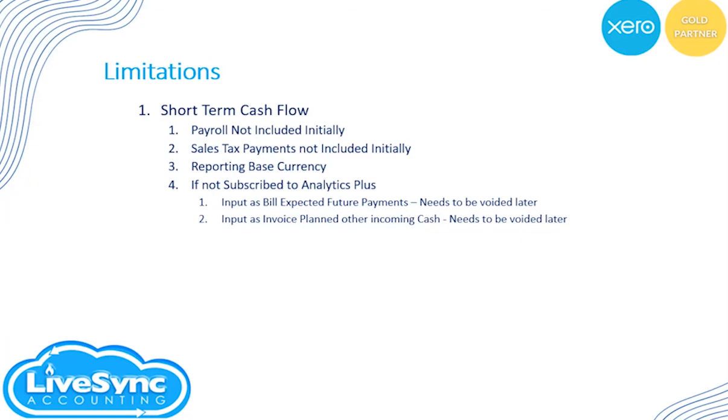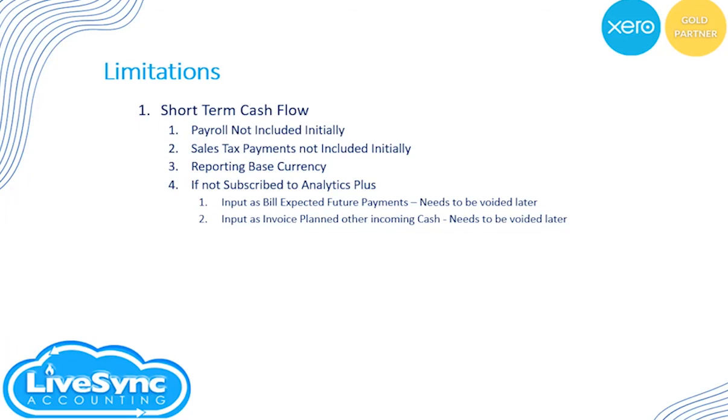The reporting would always be the base currency. So for example, your base currency reporting would be, let's say, US dollar. Your cash projection would always be US dollar. So even if your invoices are in euro, pounds sterling, or Philippine peso, the reporting of your short-term cash flow would always be the US dollar if that is your reporting currency.